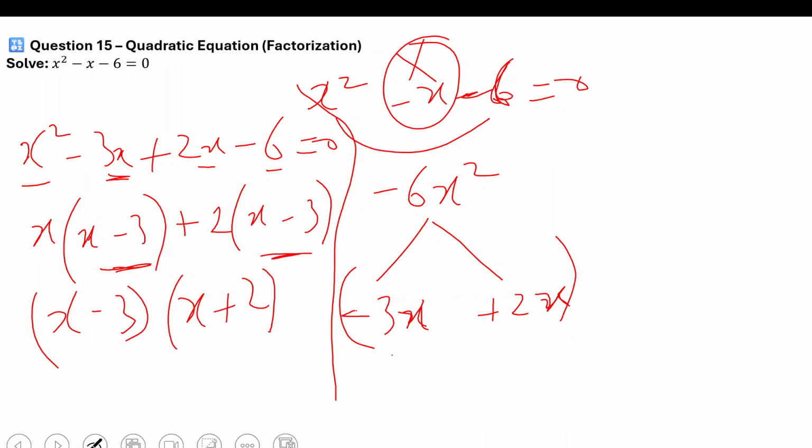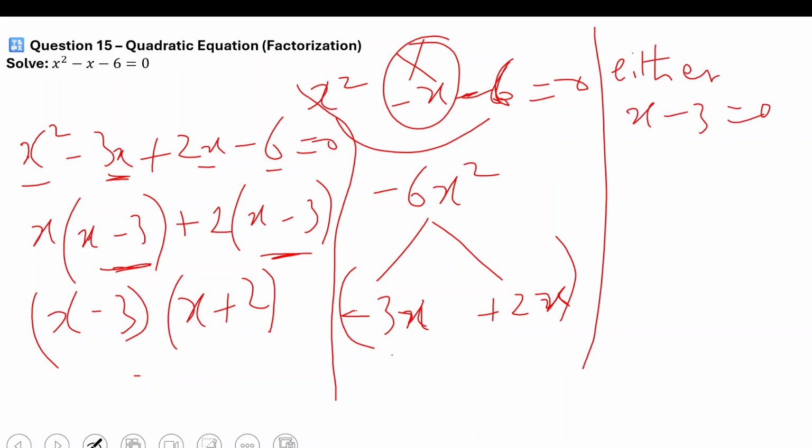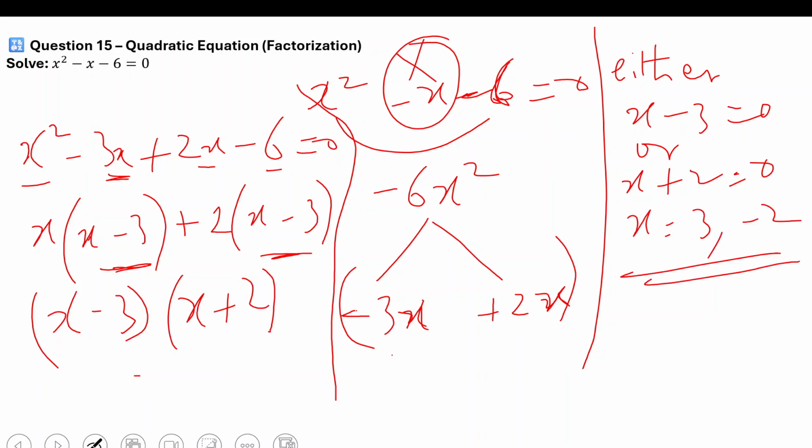So this is the factorization, but we are to solve for x. So I will come here: either x minus 3 is equal to 0 or x plus 2 is equal to 0. So when I solve the first equation, I get x is equal to 3, and for the second equation, x is equal to minus 2. So these are the solutions to that equation.